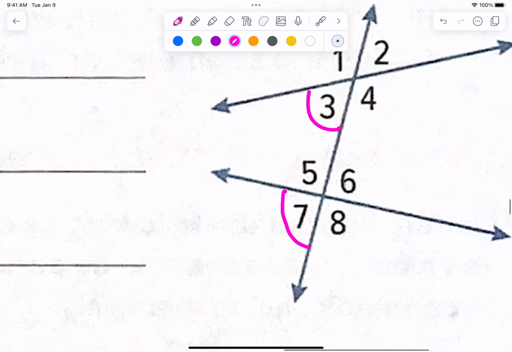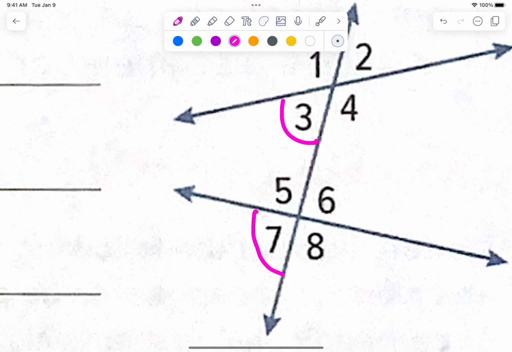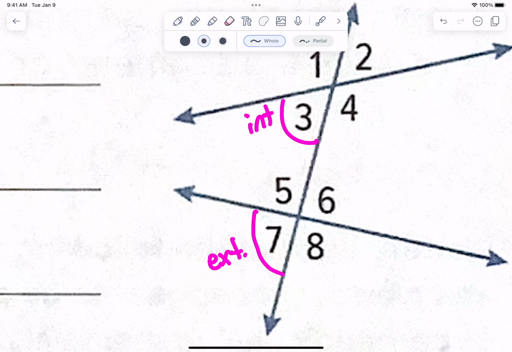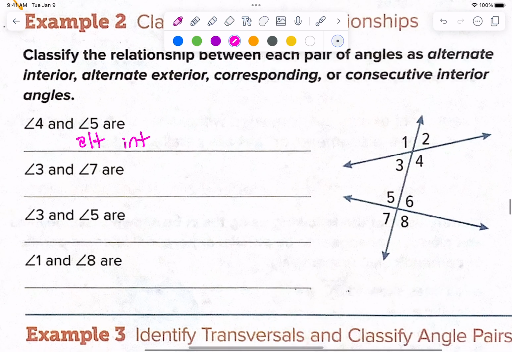Okay, 3 and 7. What are 3 and 7? Now, if you are stuck, I always look for interior, exterior. Is 3 interior or exterior? Interior. 7 interior or exterior? 7's exterior. The only combination where you have one interior and one exterior is corresponding. They're in the same corner of the intersection. Doesn't matter that they're not parallel. 3 and 7 are corresponding.